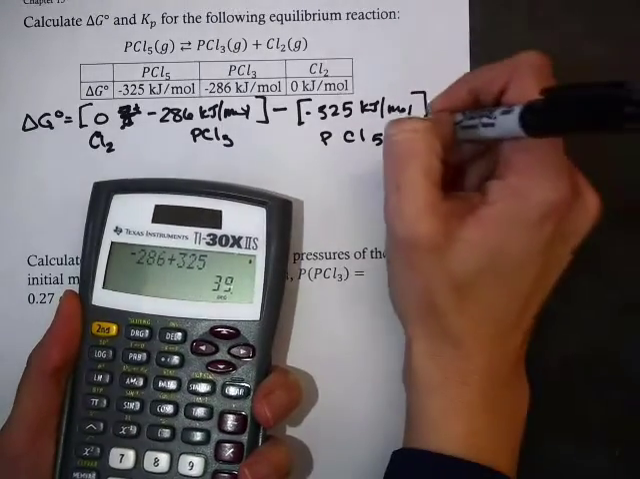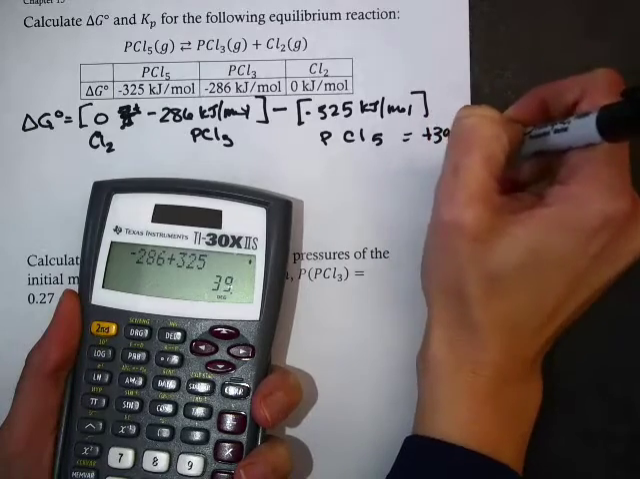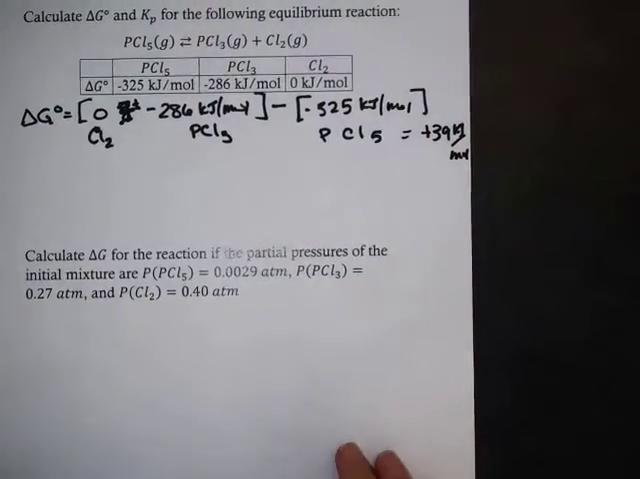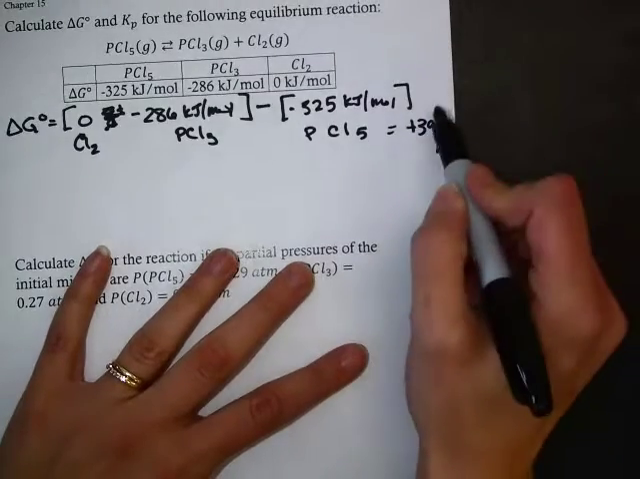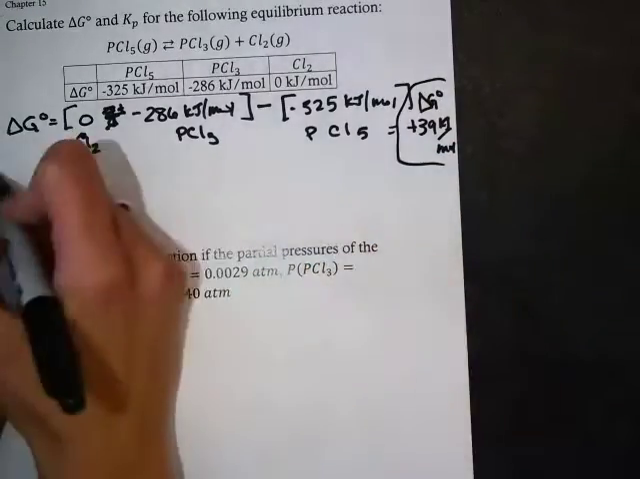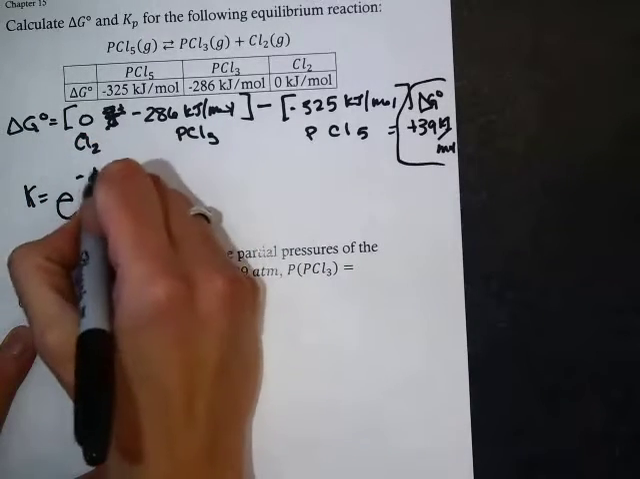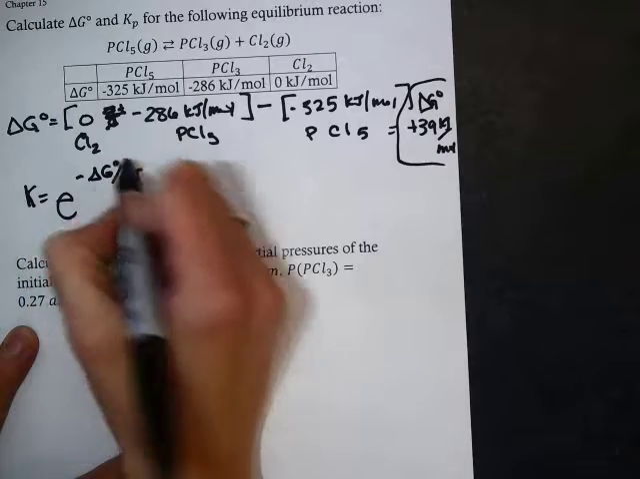And I get positive 39. My units are kilojoules per mole. All right, so that was chapter 15. Now, chapter 16, I can convert this to an equilibrium constant, a K. And there's an equation for that. K is the exponential of negative delta G standard over RT.